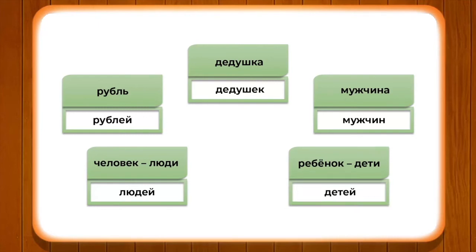So, человек, the plural form is люди. Ребенок, the plural form is дети, and further in this case when we talk about possession, belonging or negation, человек changes into людей, ребенок changes into детей.